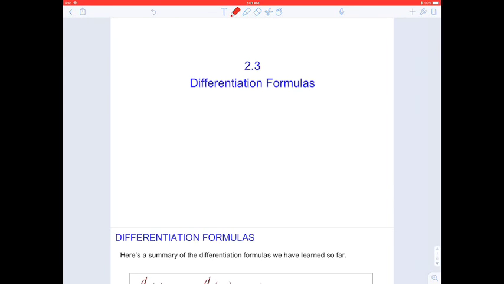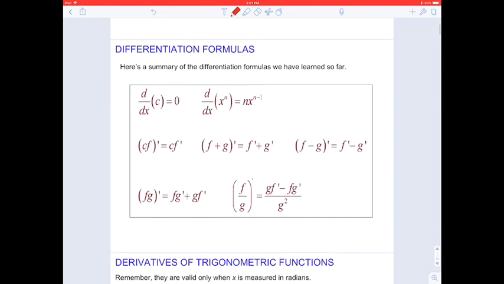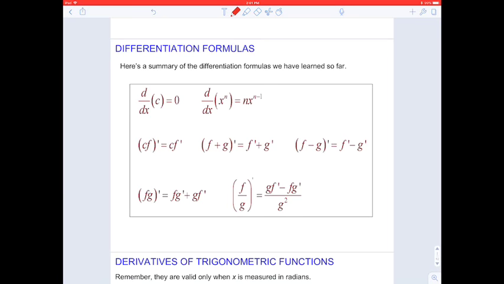Differentiation formulas. Let's use the formulas and solve a few problems. We do have a few differentiation formulas. Derivative of the constant is 0. Derivative of the power rule is defined by this formula.